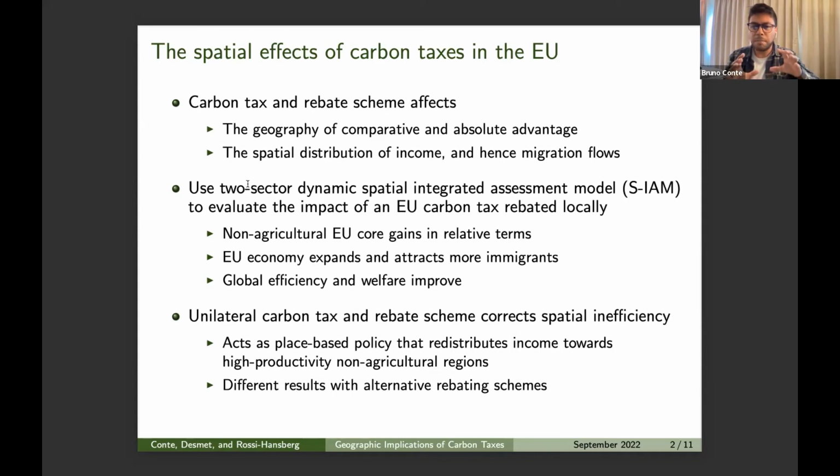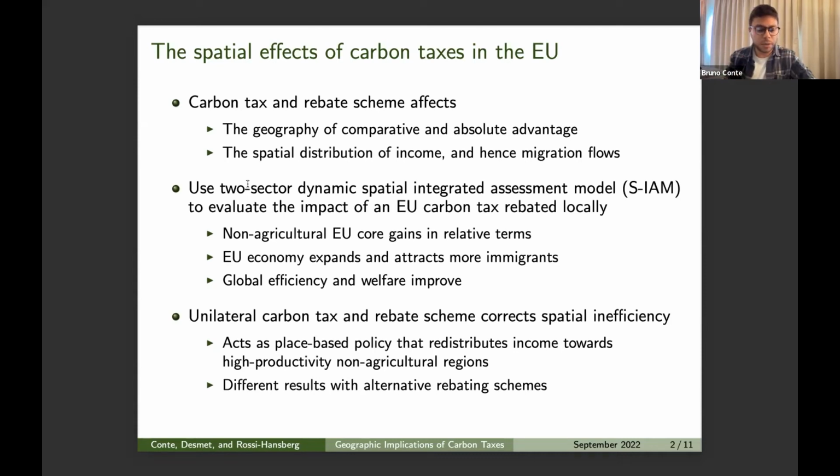So with this result, the main message we convey with the paper is more general than the European Union, but what we show with this European Union example or exercise is that a unilateral carbon tax whose revenues are retransferred locally acts as a sort of place-based policy that redistributes income towards the high productivity regions that work in, say, the industrial or non-agricultural sector within the jurisdictions that are taxing emissions, in this case, the European Union. And then by playing with these retransferring or rebating schemes, we see that these effects change qualitatively in the direction that we expect. This is, say, the main thing we do in the paper.